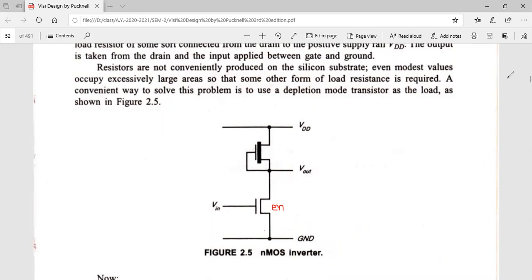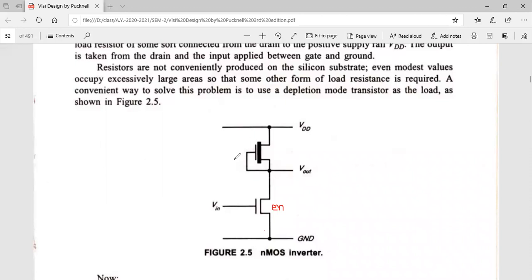But using resistors is not convenient with silicon substrates, right? So for that purpose, we are using a depletion mode transistor. A depletion mode transistor is a transistor which by default has some channel inside it before the operation itself, right?